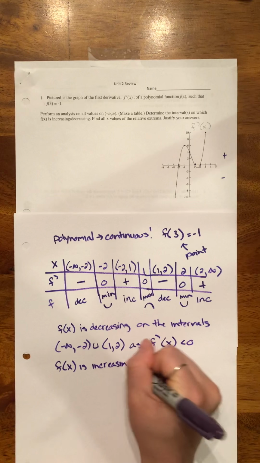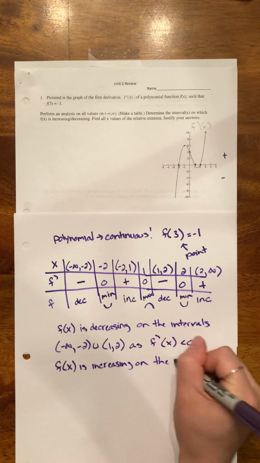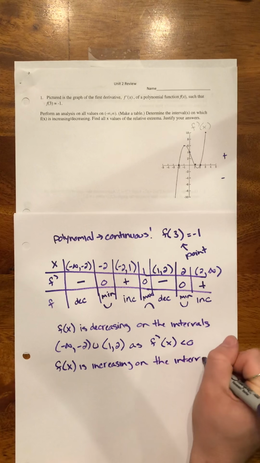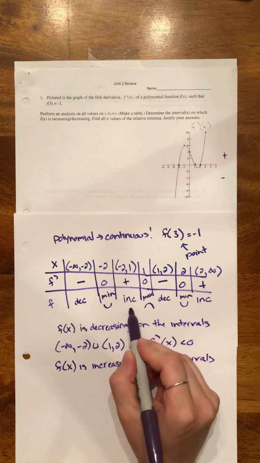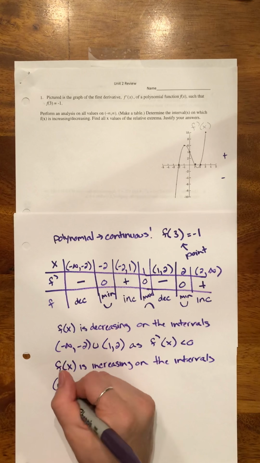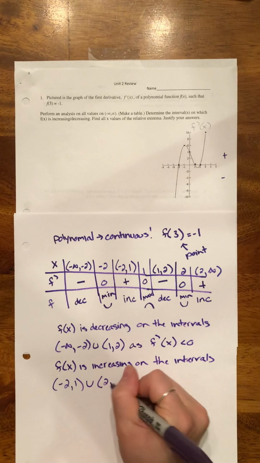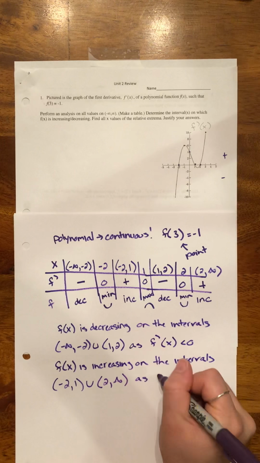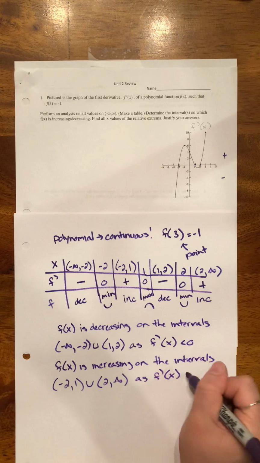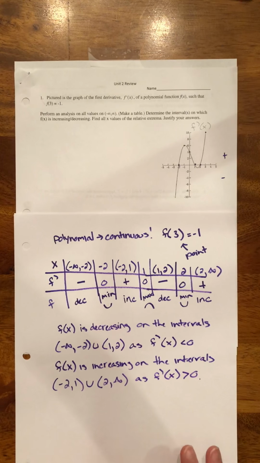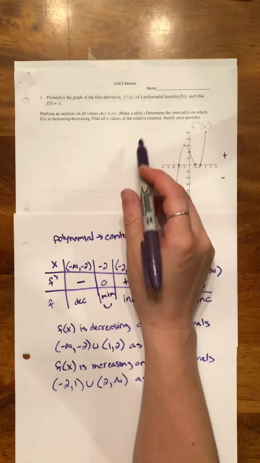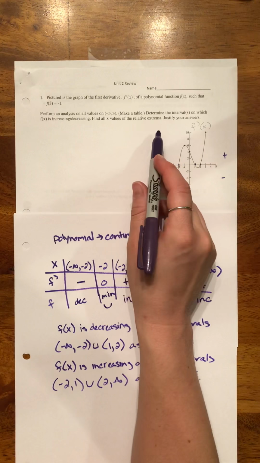Same thing with increasing. So I'm going to go up here, increasing and increasing, so I say -2 to 1, and 2 to infinity, as f prime of x is greater than 0. And then it also says find all x values of the relative extrema.